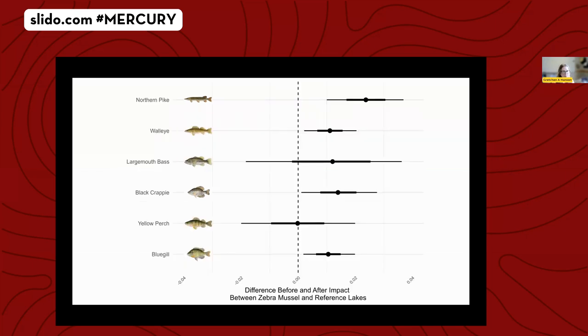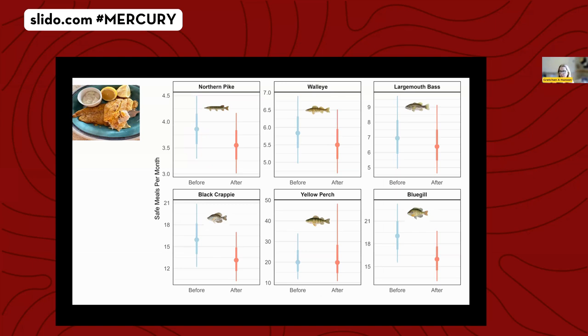So when we look at that, what we show here is that difference. If the number is above 0, that means lakes that were invaded by zebra mussels increased more than lakes that weren't invaded. We would interpret that as zebra mussels being associated with an increase in mercury in these species. And what we find is that for a number of the species we looked at, there was an increase in mercury associated with zebra mussel invasion. There was an increase in northern pike, walleye, black crappie, and bluegill, and not a significant increase in largemouth bass or yellow perch. Those estimates were really variable, in part due to low sample size for those species in the data set.